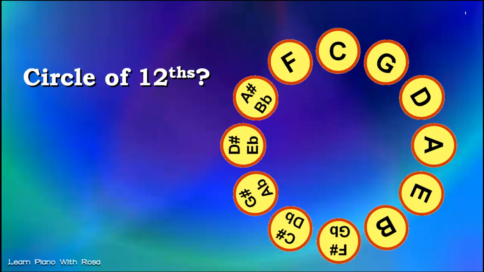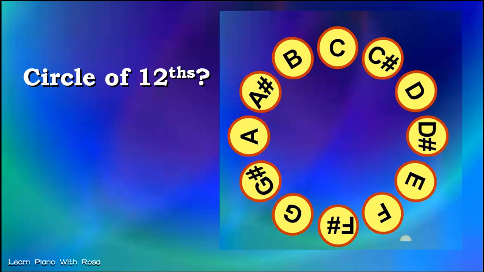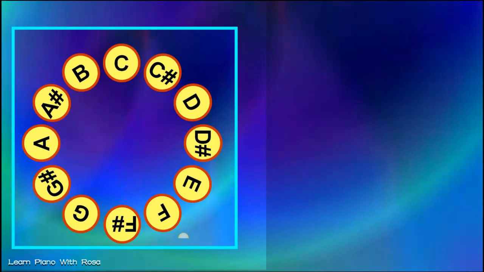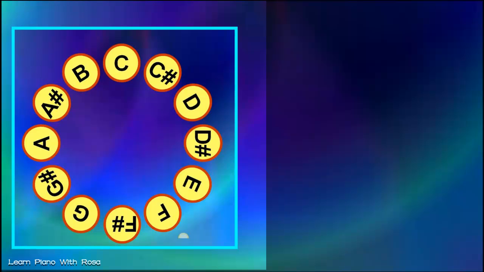There are 12 letters, so sometimes people say this is a circle of 12. But then the letters would not be written this way if it were a circle of 12ths. It would be written a little bit differently. Let's put this circle on the left side. Here we see C going to C sharp, D going to D sharp, E, F to F sharp to G, G sharp to A to A sharp, B, and then back to C.